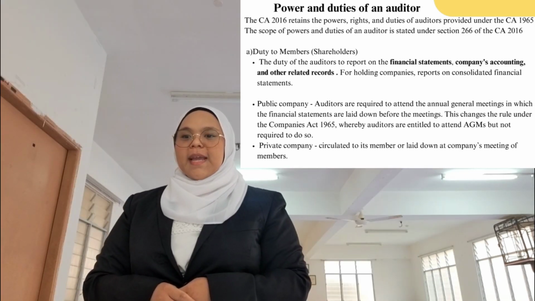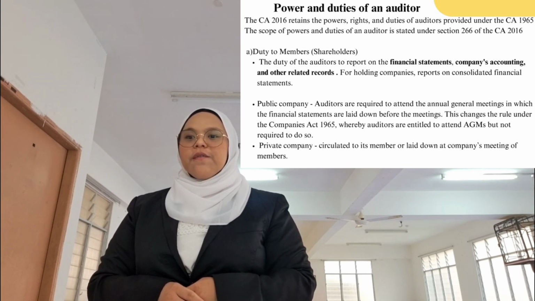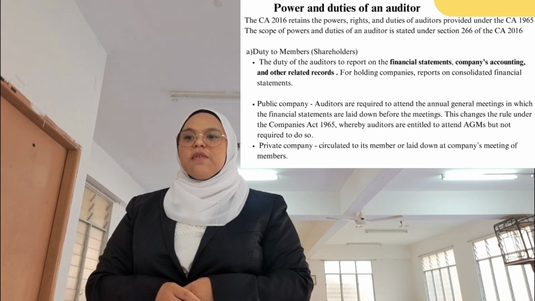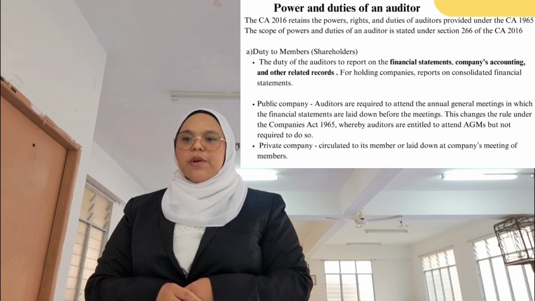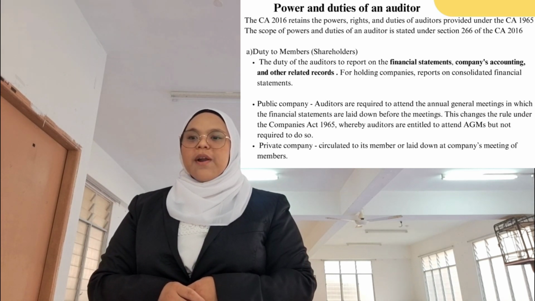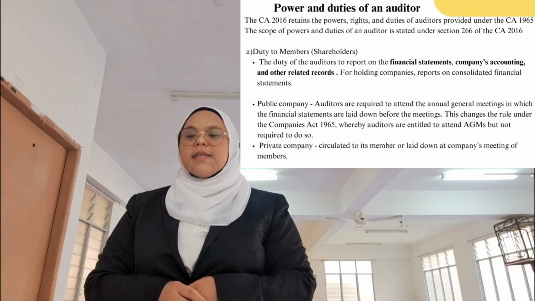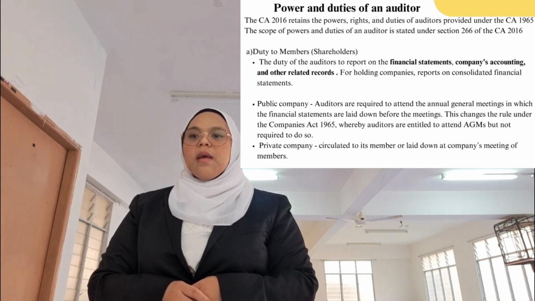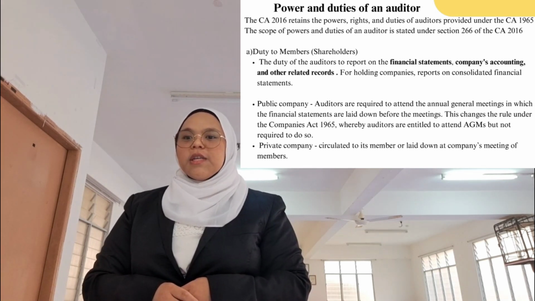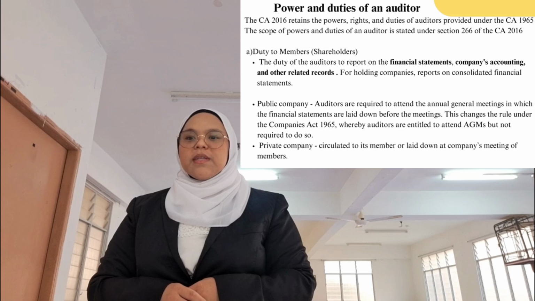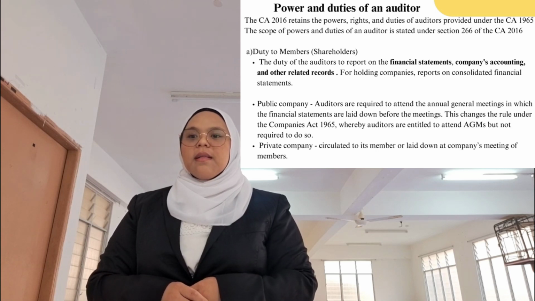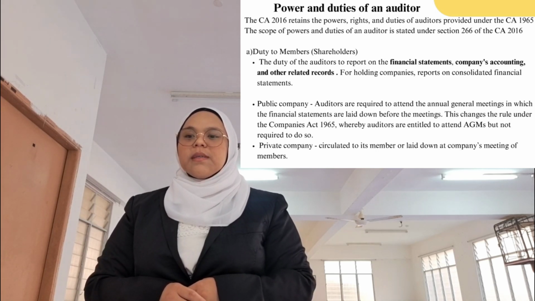For a public company, Section 266, subsection 1, subsection A of the Companies Act 2016, auditors are required to attend the annual general meeting in which the financial statements are laid down before the meeting. For a private company, Section 266, subsection 1, subsection B, the financial statements are circulated to its members or laid down at the company's meeting of members.